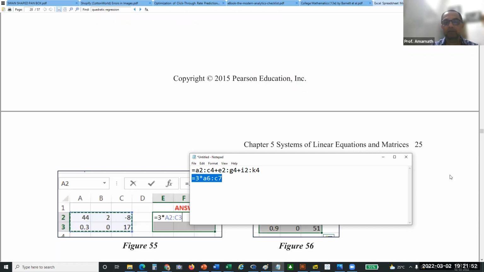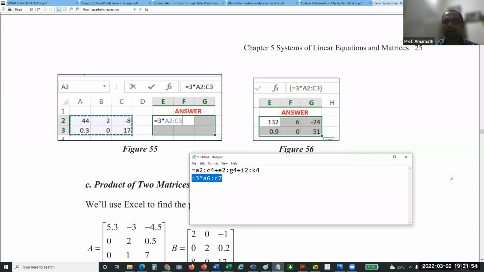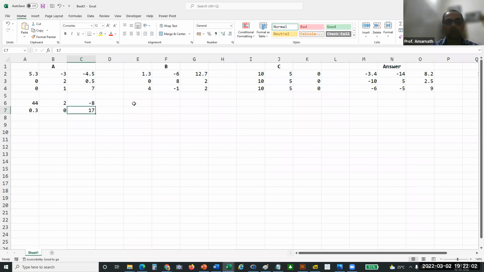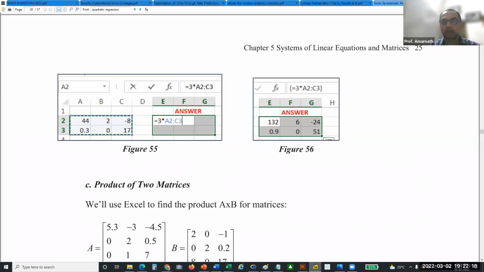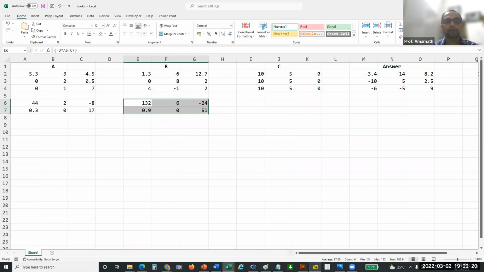Again, a matrix structure. This is a 2 by 3 matrix, so I need to highlight that structure here. I'll put it here, 2 by 3. Go to this function cell, paste whatever I have. So this is ready now. Here also I press Control, Shift, and Enter. So I get this answer. Am I right in getting the answer? Yes, this is the answer which I have got.